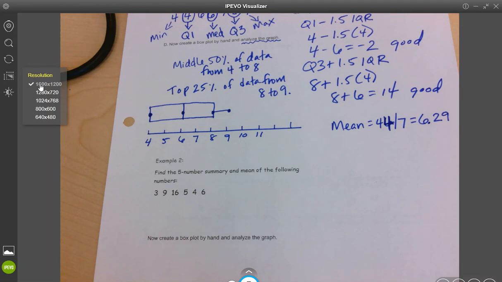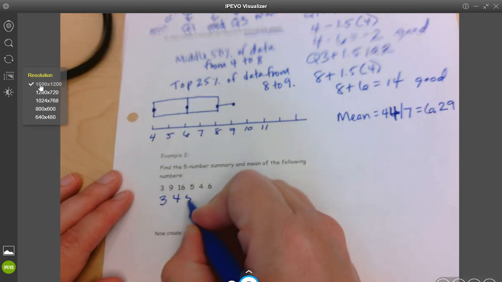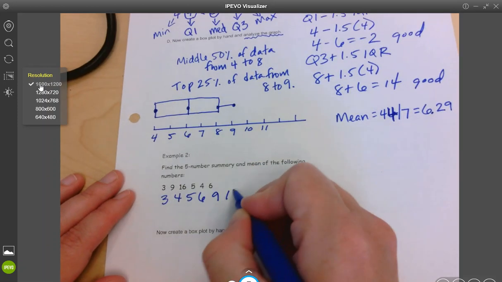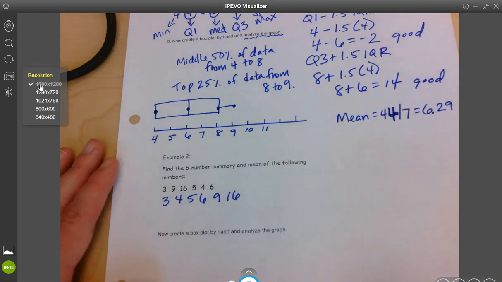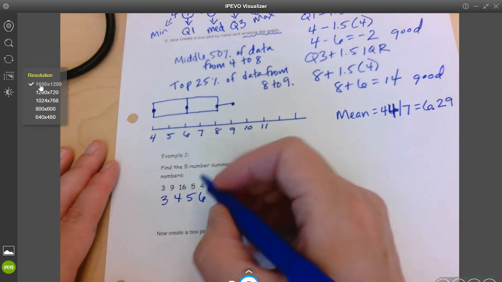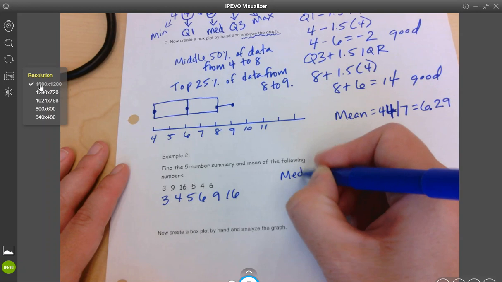Okay, so we're doing 5-number summary and mean of the next group of numbers. We have to start by putting them in order. 3, 4, 5, 6, 9, 16. And we have 2 numbers in the middle. When you have 2 numbers in the middle, you're going to average them to find your median. So what is our median?